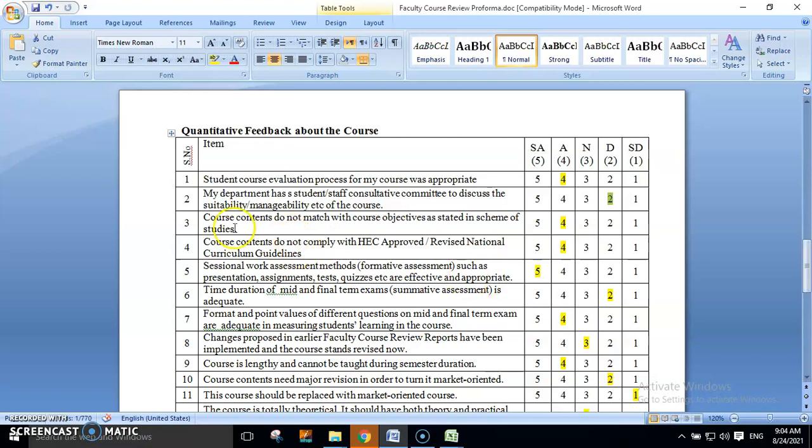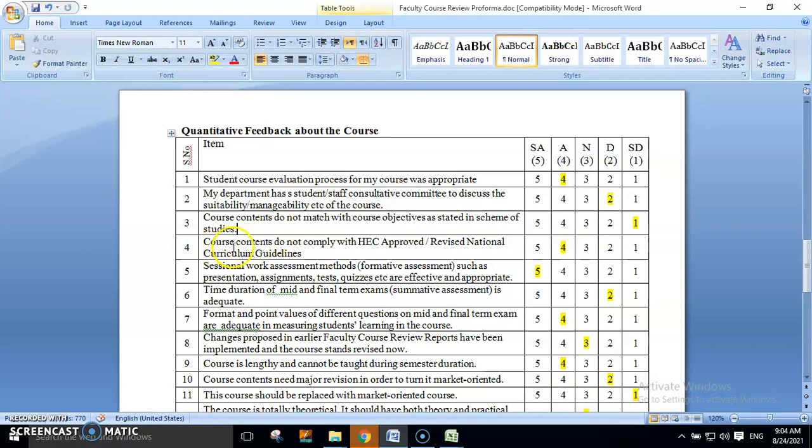Okay. Course contents do not match with course objectives as stated in the scheme of studies. So actually it should have been, let me, just a minute. So do not match, so they match. So I disagree with this statement. Okay, I strongly disagree with this statement. So I strongly disagree. Actually the course contents match.